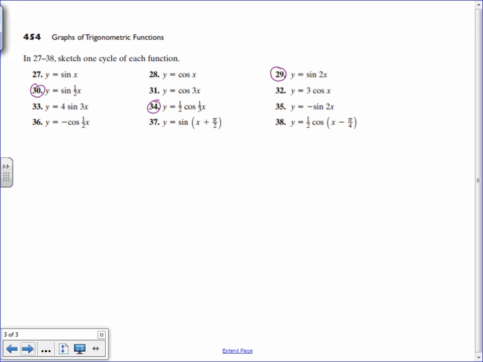And now here's the bad stuff. All right, sketching a cycle of a trig function. We had to do 29, 30, and 34. 29 and 30 are pretty easy. 34 is kind of tough. All right, but let's start with 29.